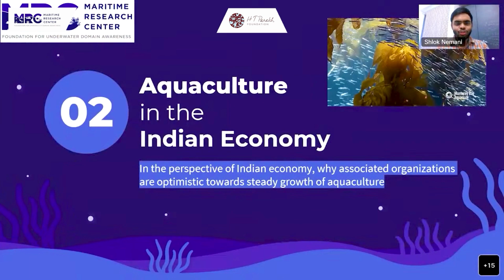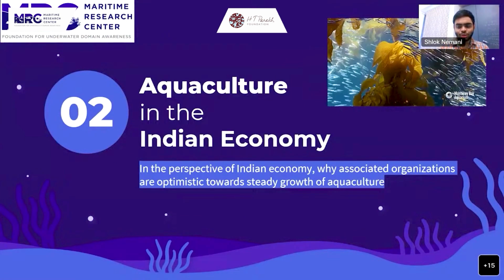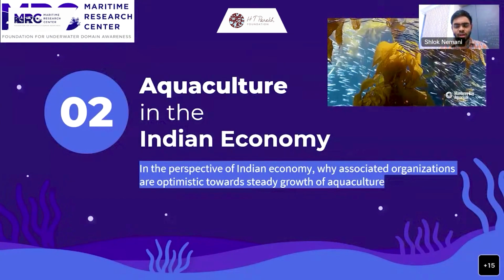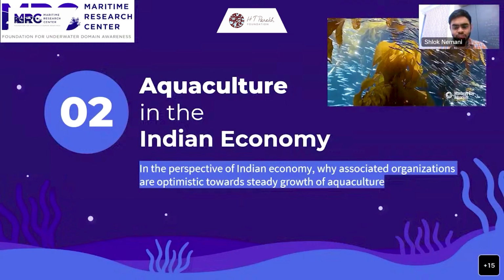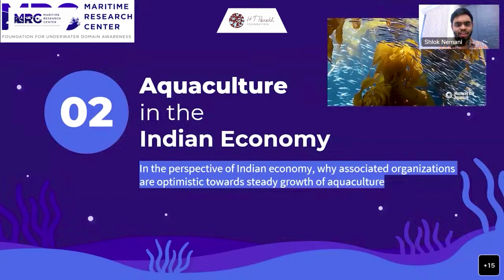Coming to the second part, the notion of aquaculture and its perspective in the Indian economy. Broadly, we will be seeing why the associated organizations matter. Organizations here means the organizations which are promoting the marine ecosystem or are making efforts to conduct research in the growth of aquaculture. Whenever we talk about economy, we need some numbers to make us optimistic.